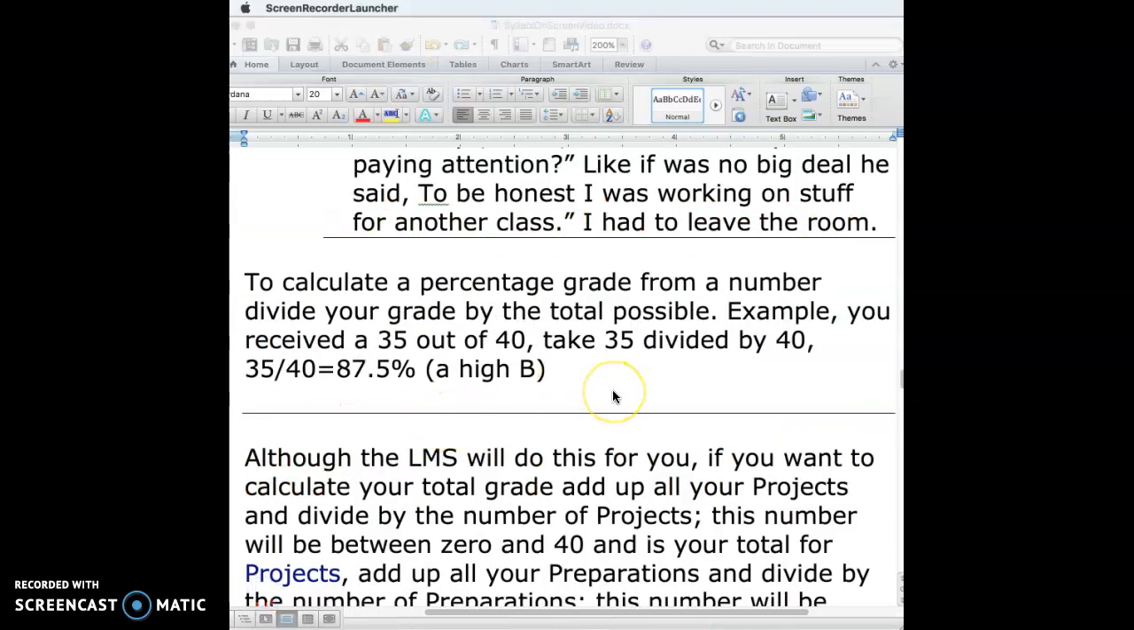And if you want to see how I got those numbers, the percentages, basically anytime you get a grade out of a certain number, so let's say that you got a 35 out of 40, you just take 35 divided by 40, and that's going to give you the percentage grade. So 35 divided by 40 equals 87.5. You know that 87.5 puts you right into the B range. And if not, I have those on the syllabus, what the percentages equate to a letter grade.